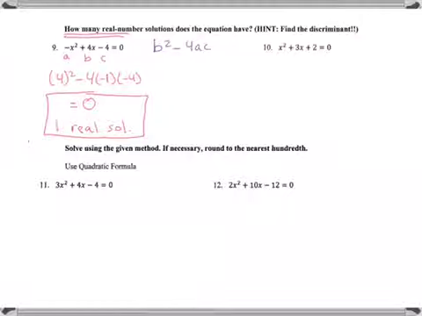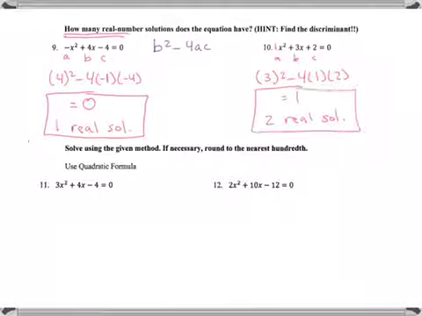We'll do the same thing in question 10. We know our a value is 1, b is 3, c is 2. So we've got 3 squared minus 4 times 1 times 2. This time our discriminant is going to be a positive 1. Since it's a positive number, that means we have 2 real solutions. Had our answer been negative, we would have no solutions, but since it's positive, we have 2.